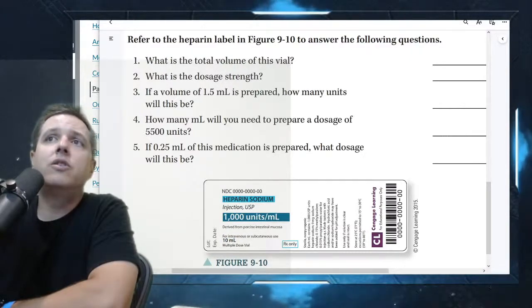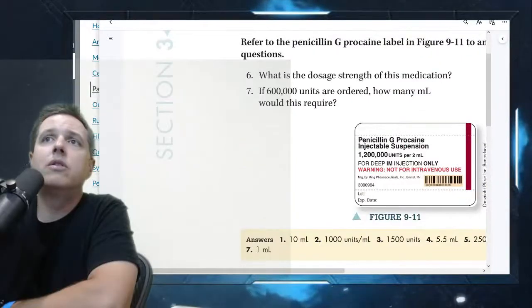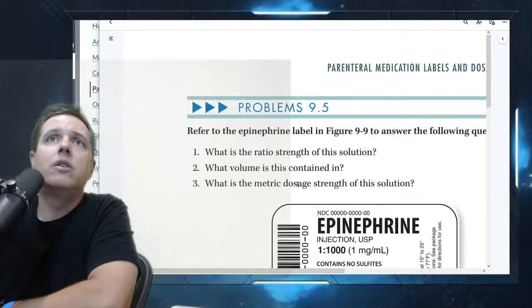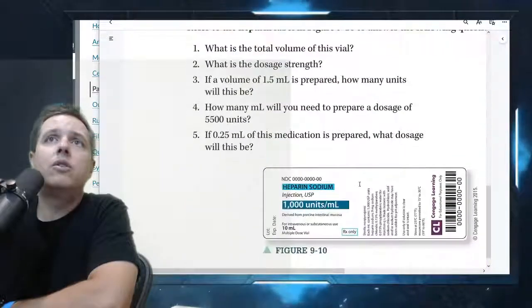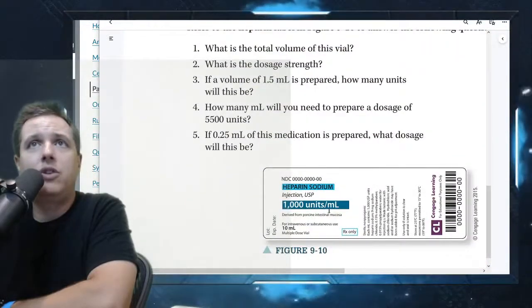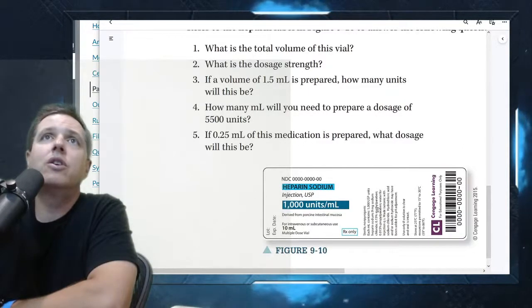What is the dosage strength? So you've got 1,000 units per milliliter. So we can see that. They put that in bold so you can see exactly what you're looking at.